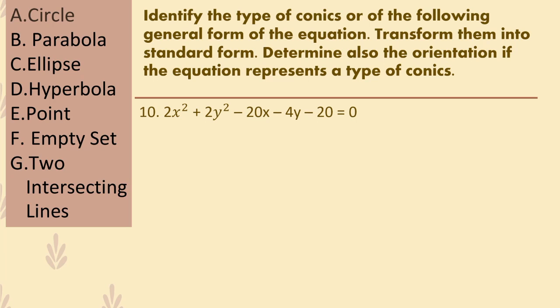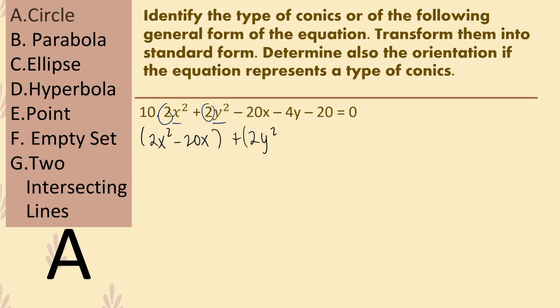For number 10, 2x squared plus 2y squared minus 20x minus 4y minus 20 is equal to 0. And again, in our part 1, when both x and y are squared, and they also have the same sign and numerical coefficient, so both 2, both positive, that means this is a circle. And then we just transform into standard form by grouping the x and y's. 2x squared minus 20x plus 2y squared minus 4y is equal to positive 20.